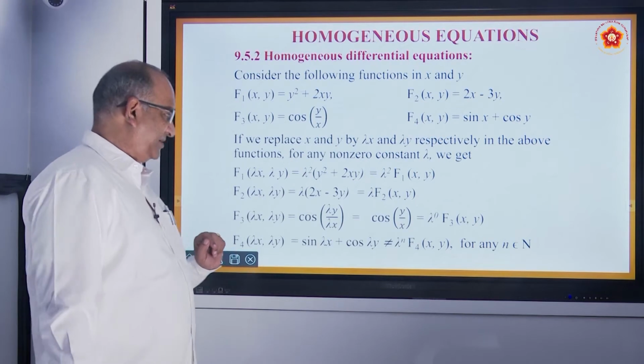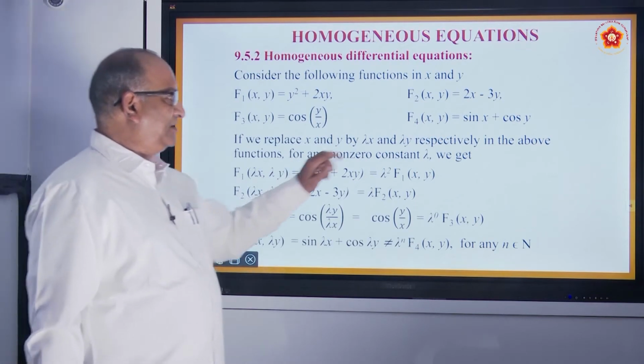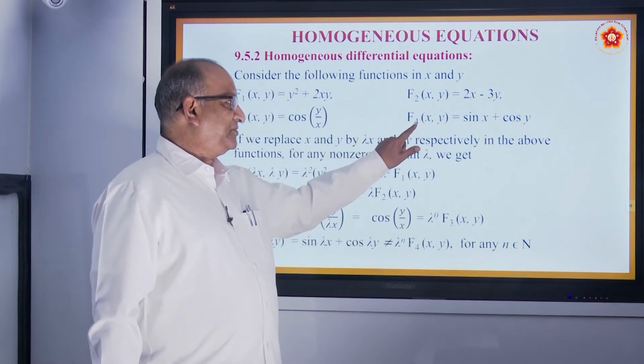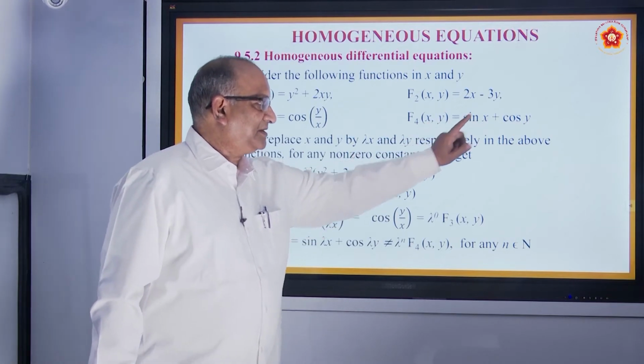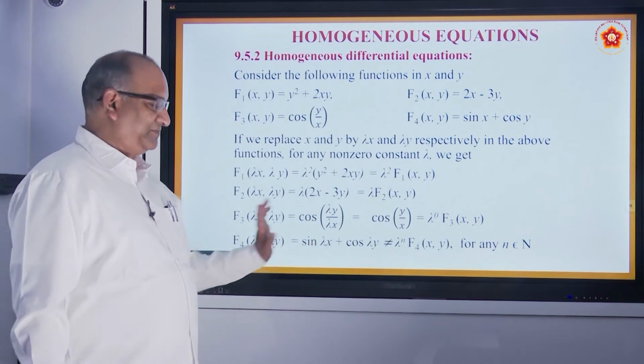Come to the last one, which is very different. Here also you do the same substitution, lambda x and lambda y. There you will get sin lambda x plus cos lambda y.